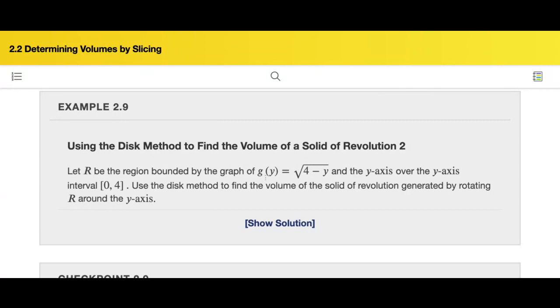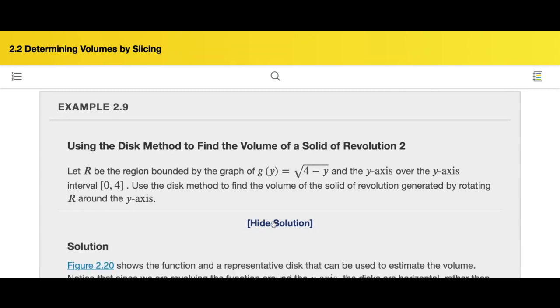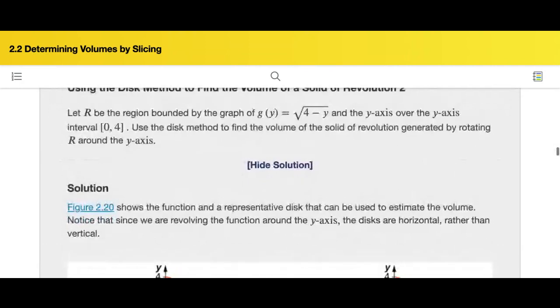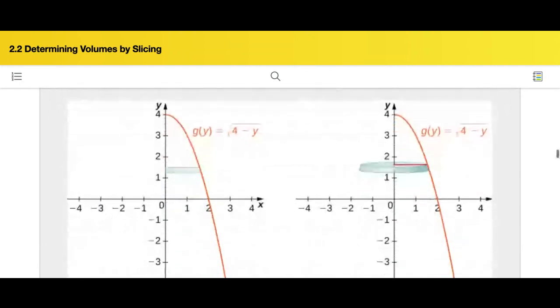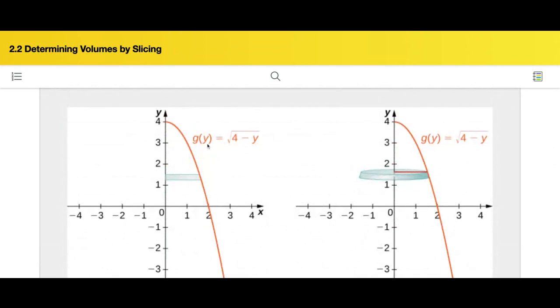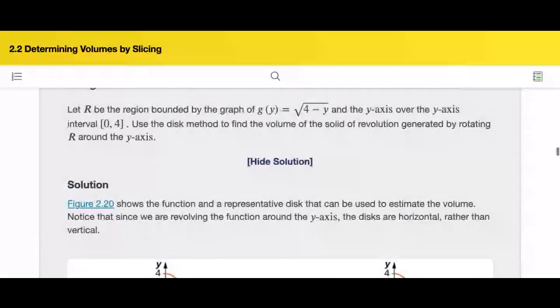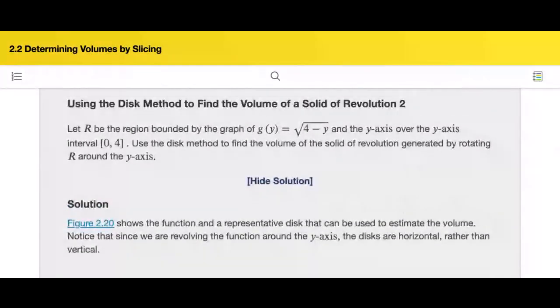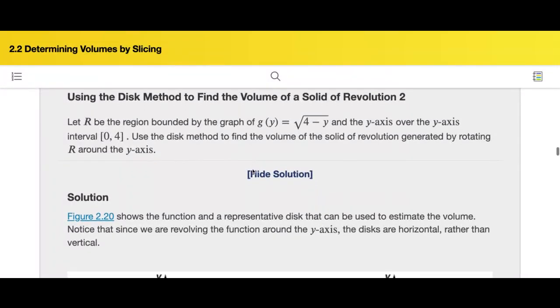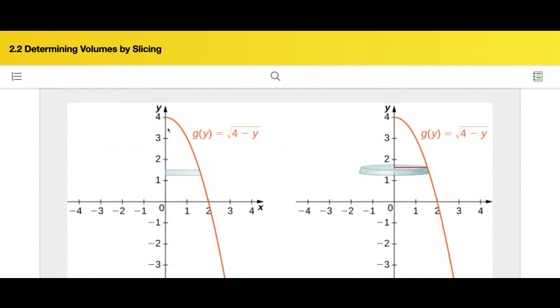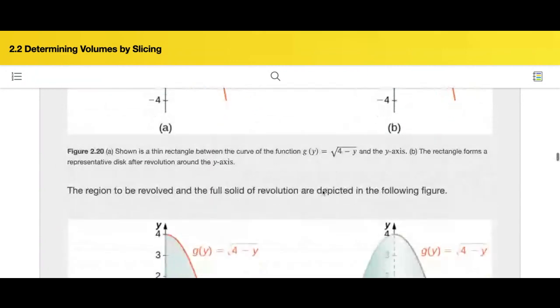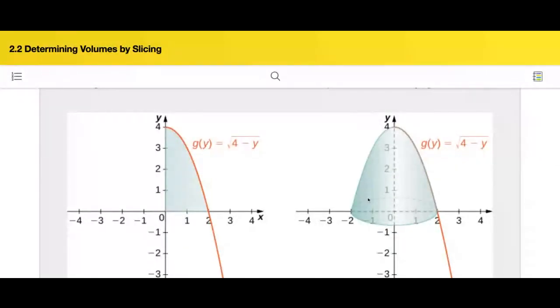So the region is defined as this, g of y equals the square root of 4 minus y. This is weird because usually we don't get a function of y. All right, but anyway, let's just follow this. It's saying, all right, we have this graph, g of y equals the square root of 4 minus y. Then what do we want to do? We want to rotate this piece over the y-axis, in the region 0 to 4. We will get a 3D object.